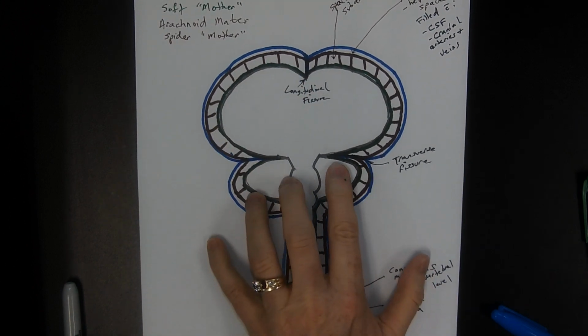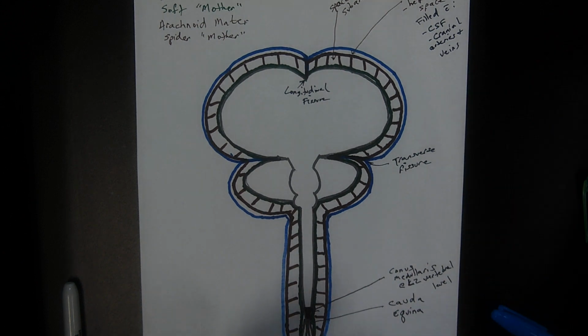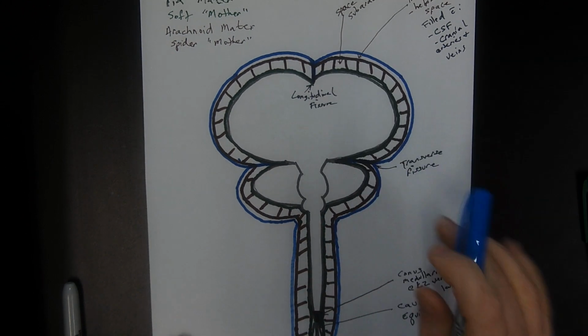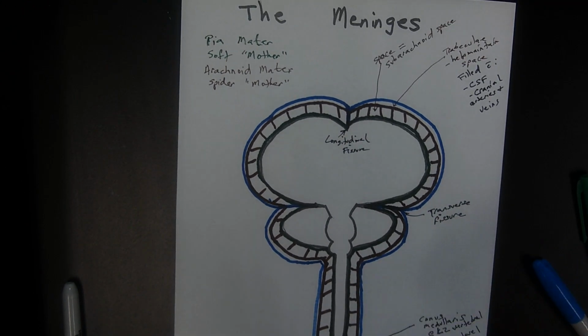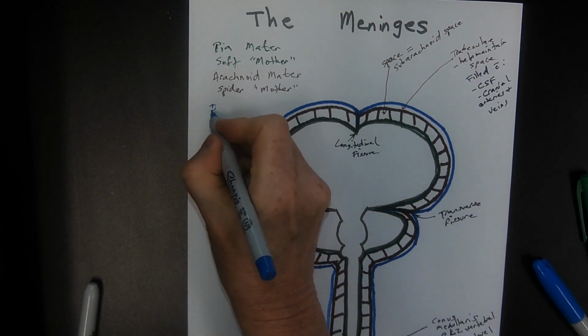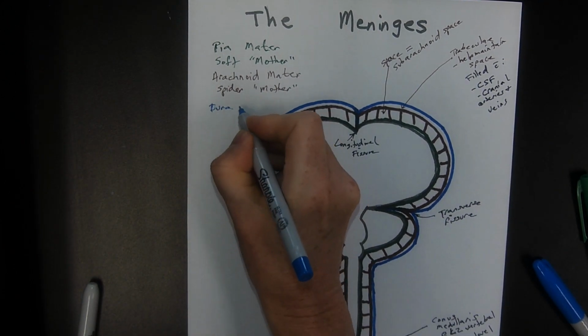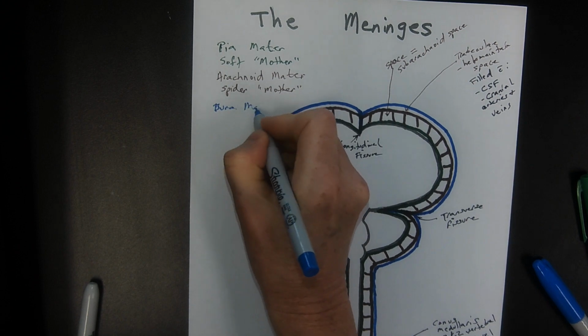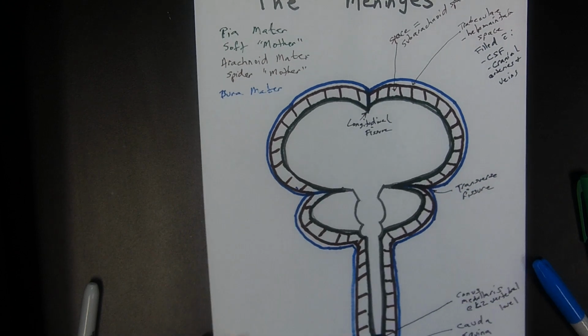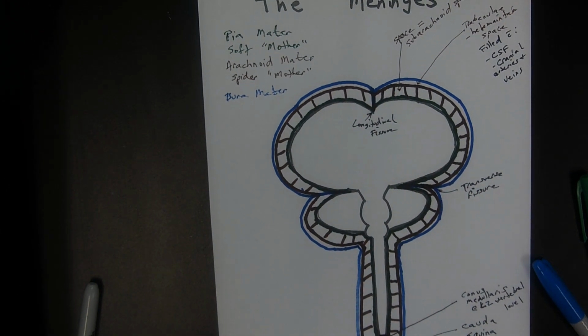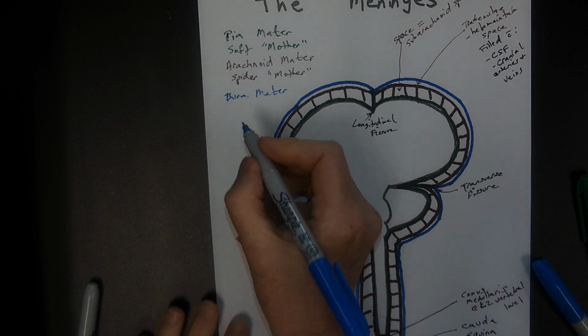Okay, you're also going to see it up here. This invagination. Well, let's go back and do the dura matter first. So this last layer, which I've shown in blue, is called dura matter, D-U-R-A. Does anybody know what dura means? Yes? Tough. Yes, this is one tough mother.